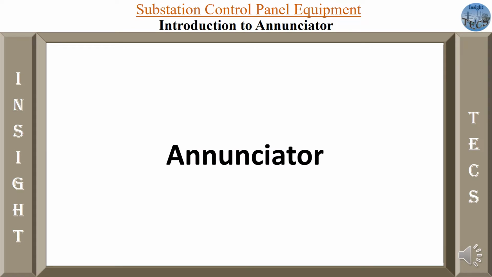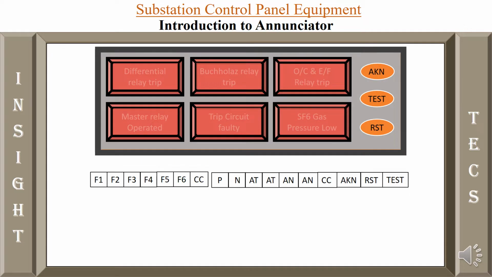In today's video, we are going to learn about a very important panel instrument that is called an annunciator. So what is basically an annunciator? An annunciator is basically an indication instrument that is provided on the panel inside the control room.